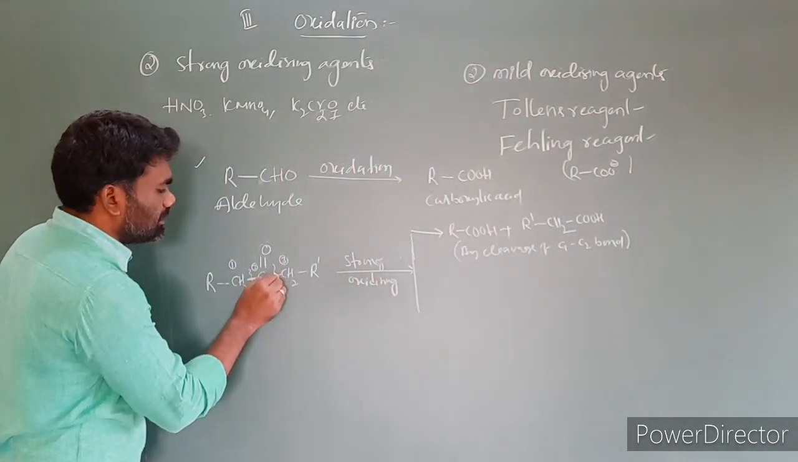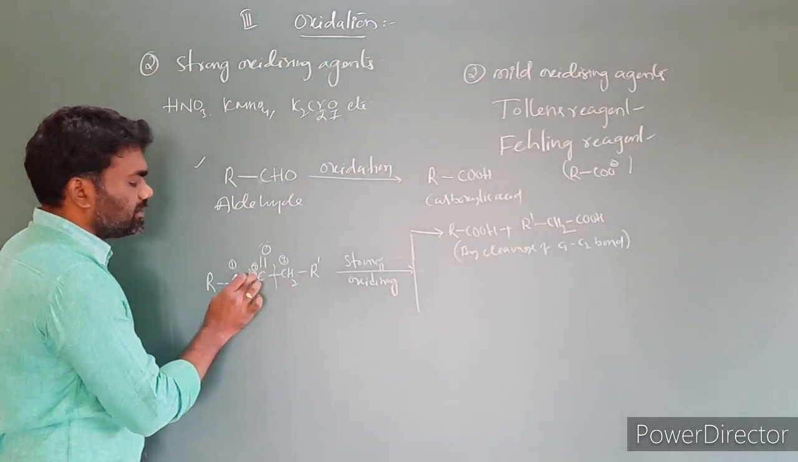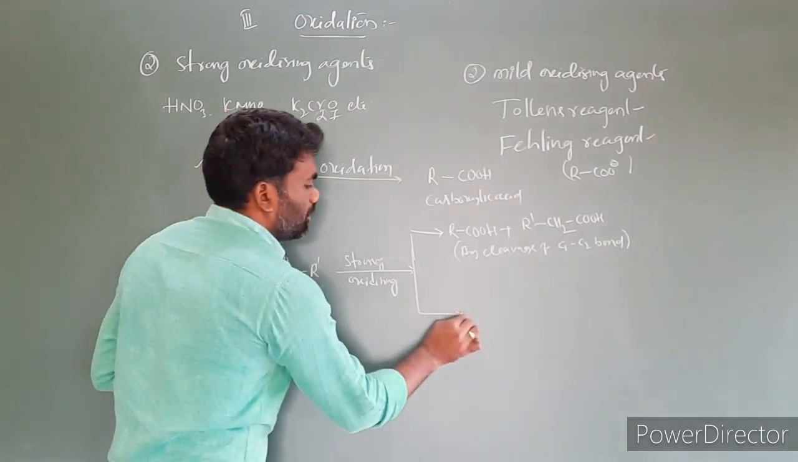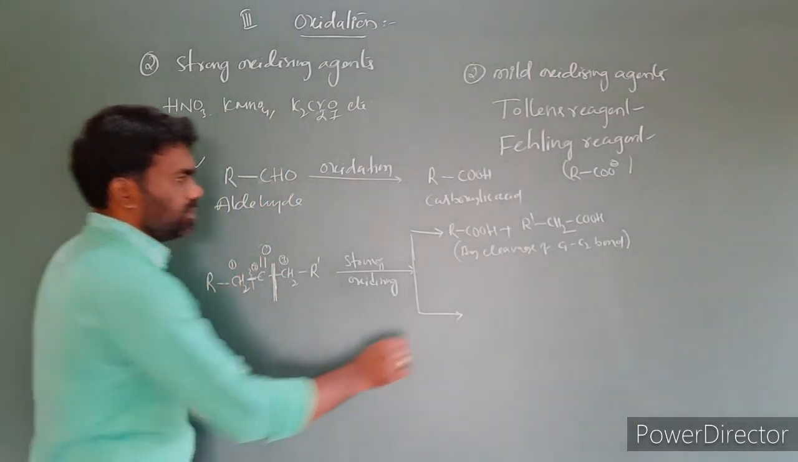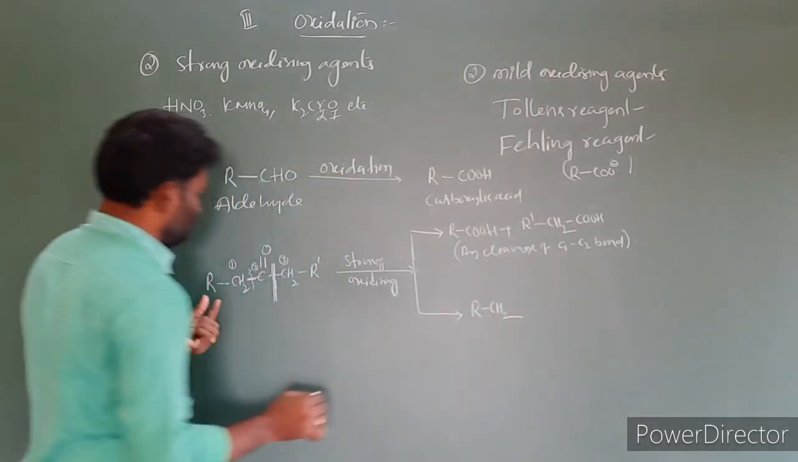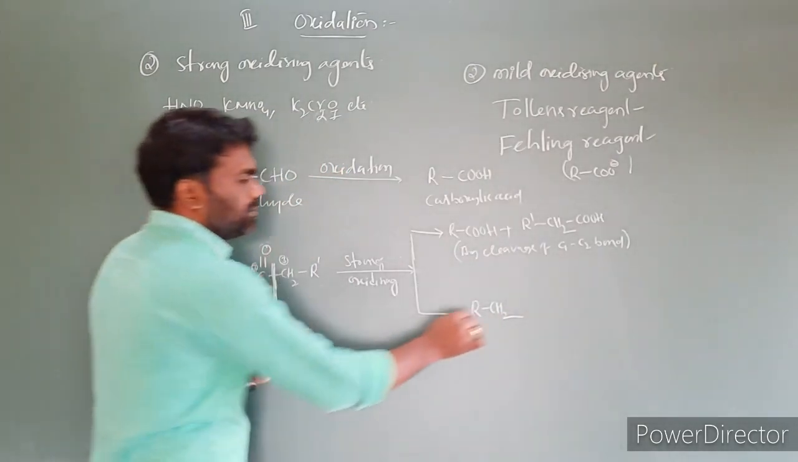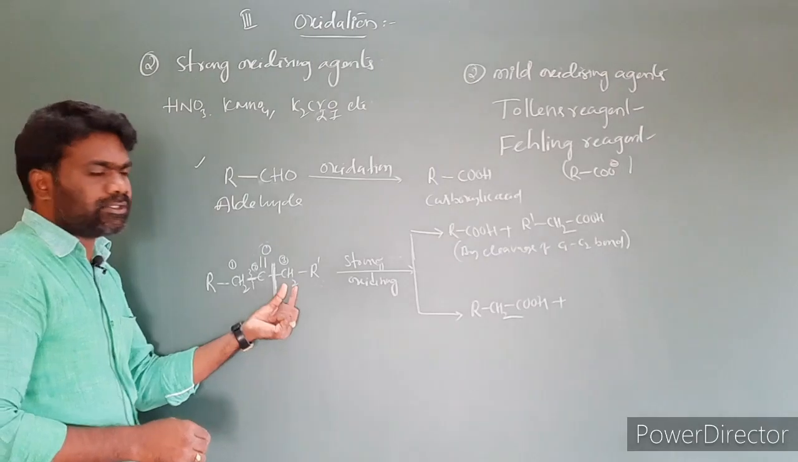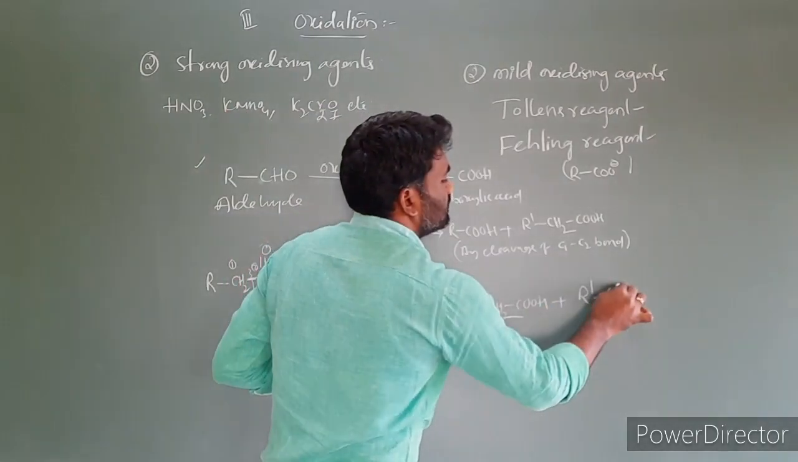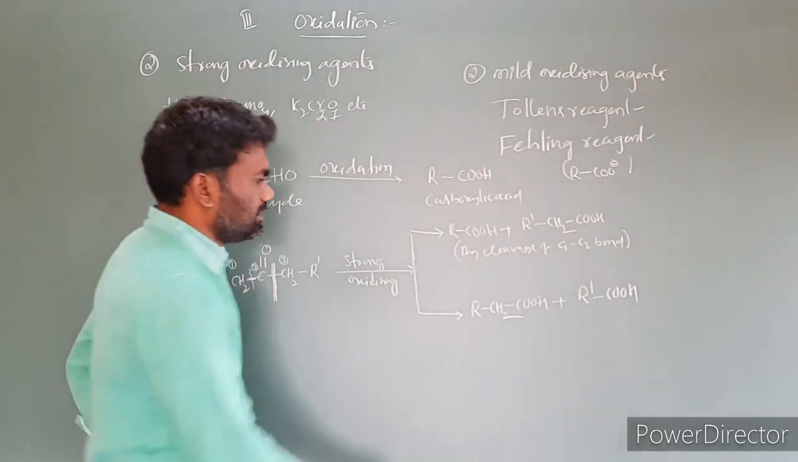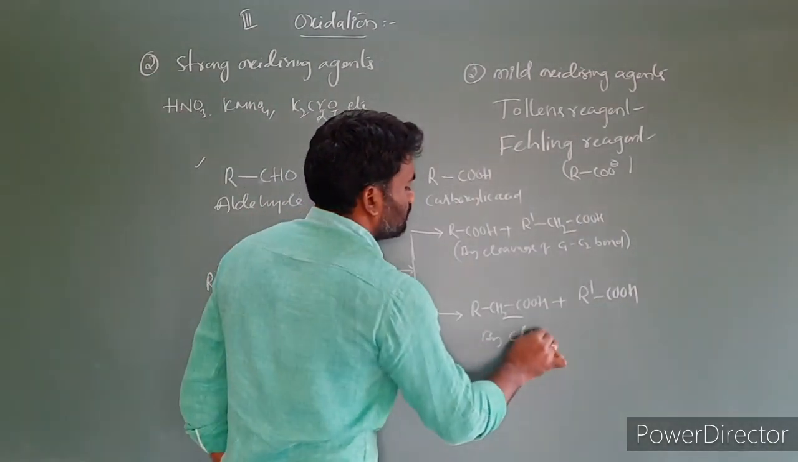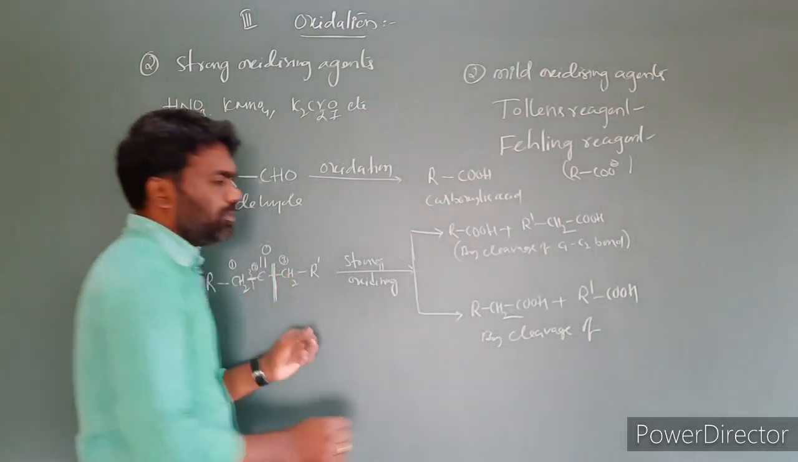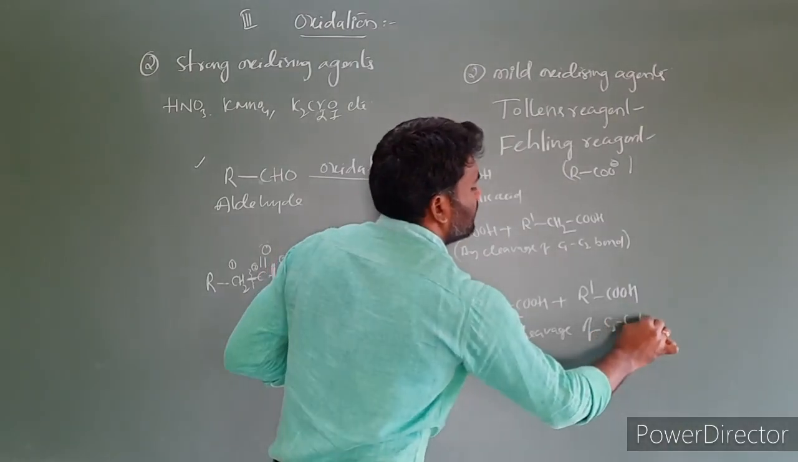Suppose the cleavage takes place between C2 and C3. If this bond undergoes cleavage, what is the possible product? RCH2COOH, where the C=O converts into COOH, plus the R'-CH2 converts into COOH, so the product is R'-COOH. Now look at this. This is by cleavage of the C2-C3 bond.